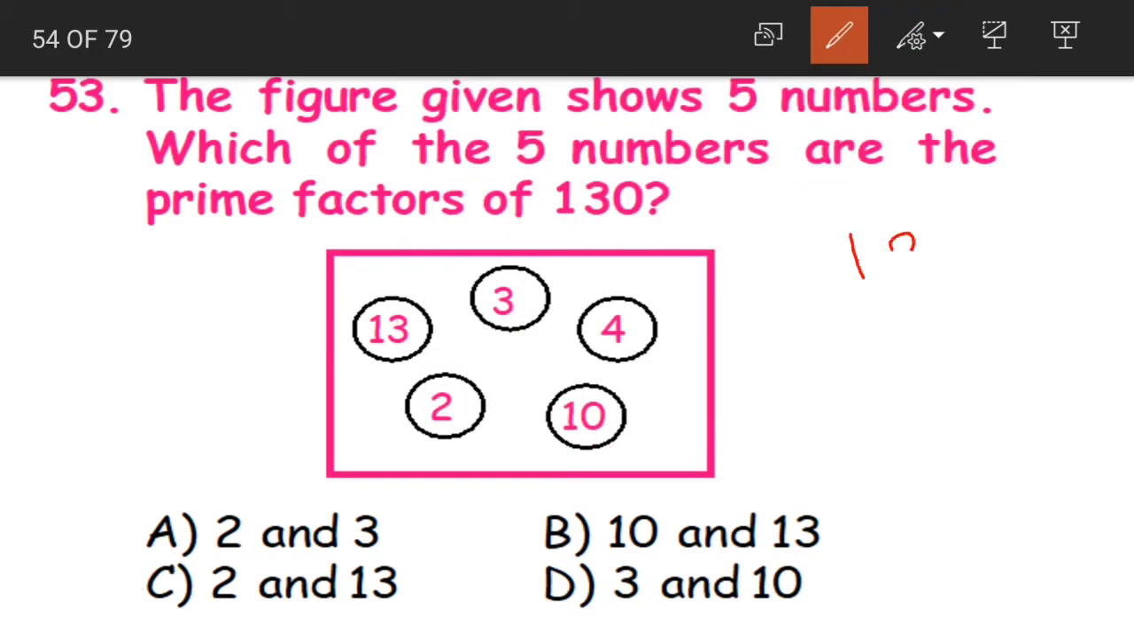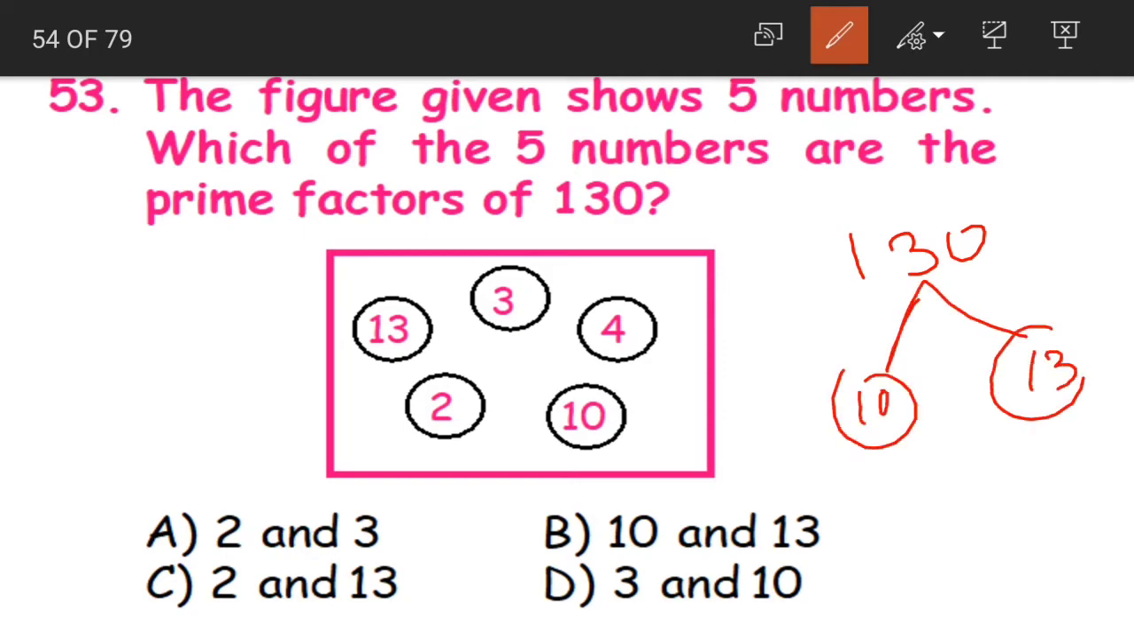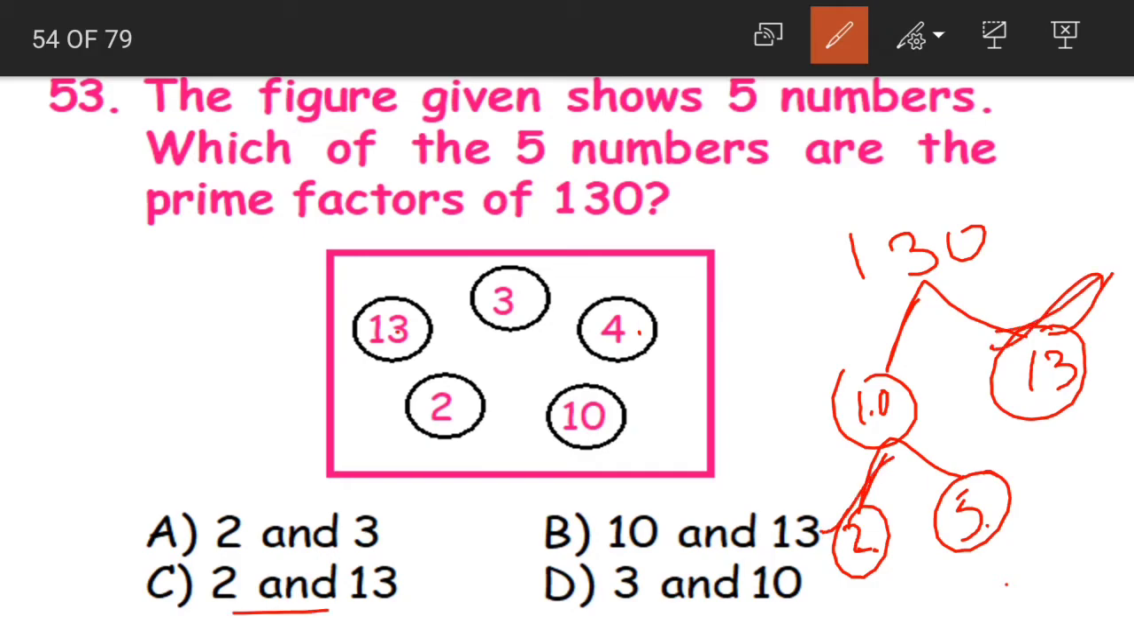Or you can do the prime factorization. We have 10 13s are 130. 13 is already a prime number. So again factorizing 10, we have 2 5s are 10. So from the given numbers, 2 and 13 become our prime factors.